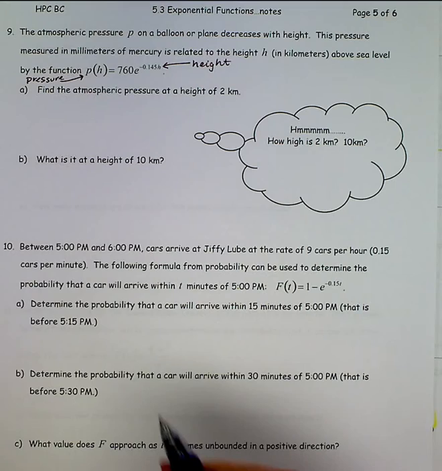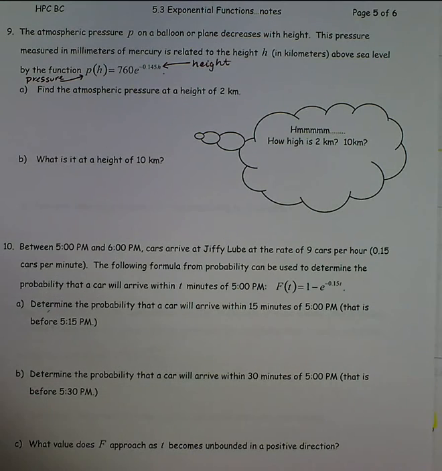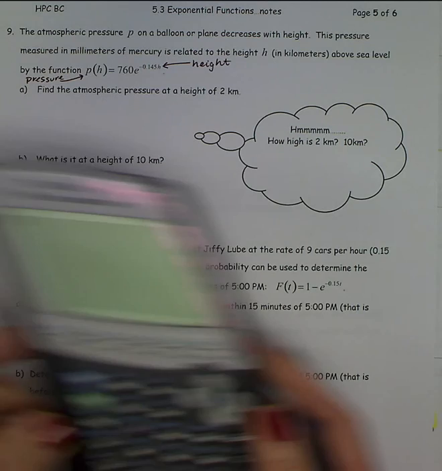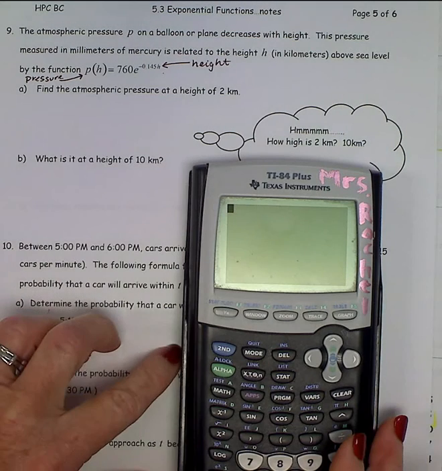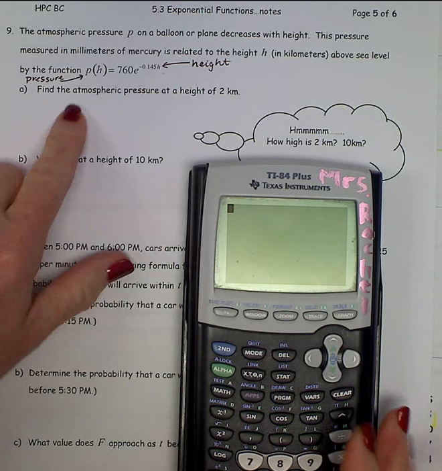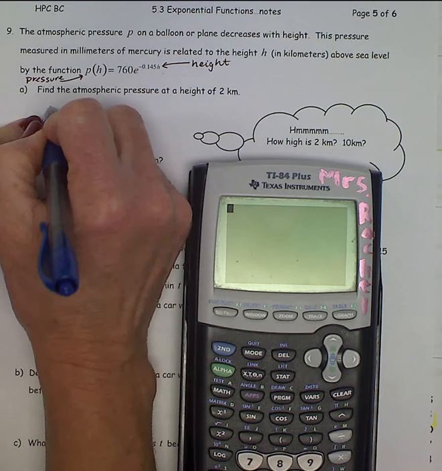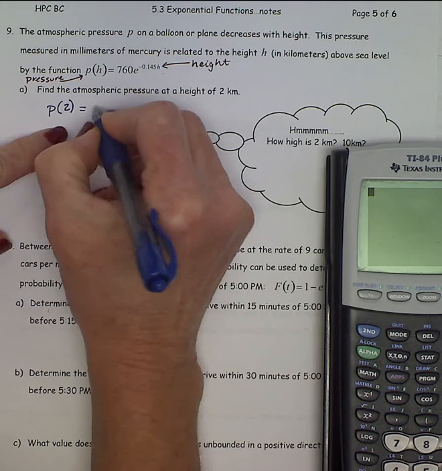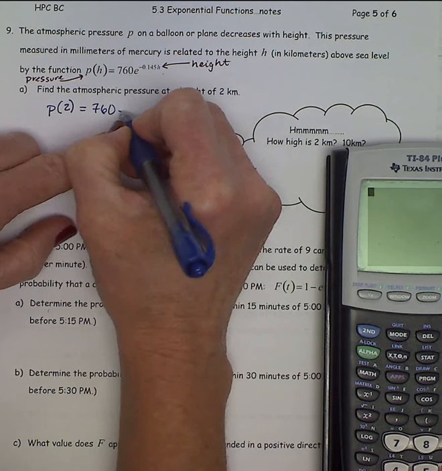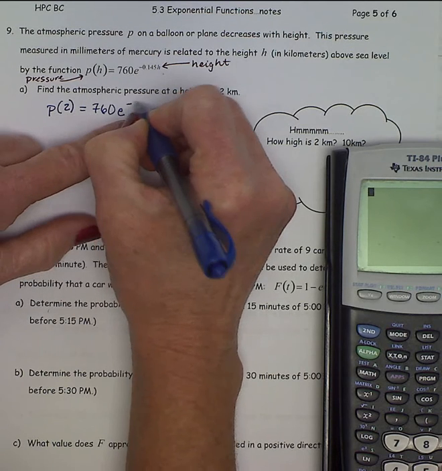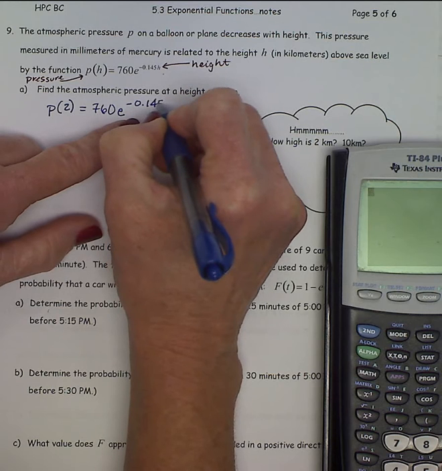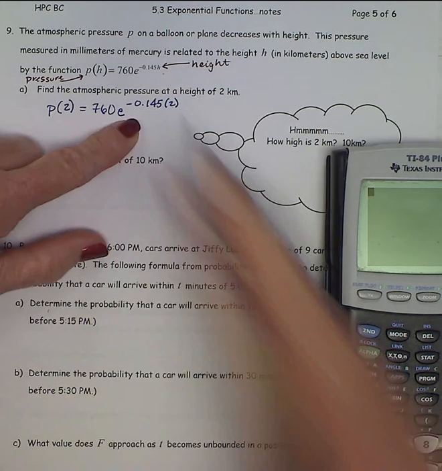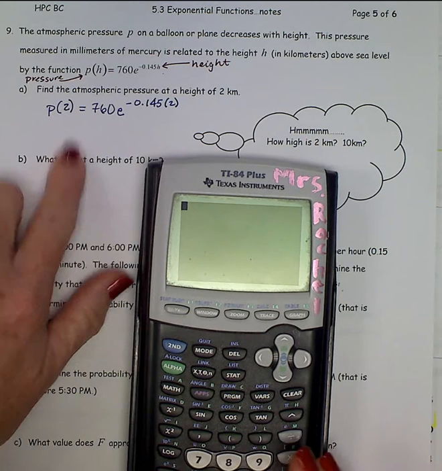This is all calculator here, guys. So go ahead and grab your calculator. And this is just an exercise in typing this in. So we want the pressure evaluated at 2 kilometers, which is 760 e to the negative 0.145 times h, which is 2. All right, here we go.